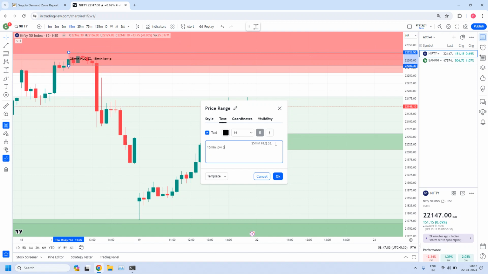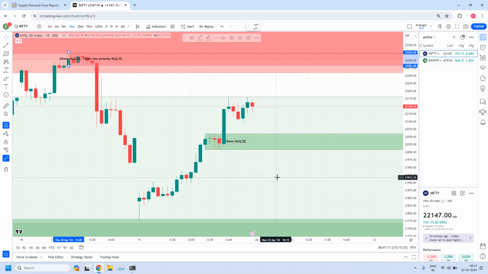low priority high liquidity supply zone. Both are high liquidity, but one is low priority, one is high priority. That is the only difference.